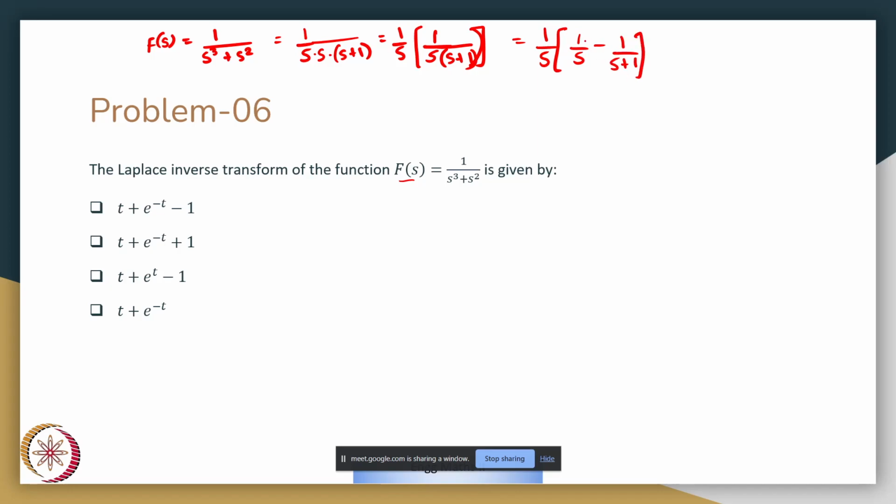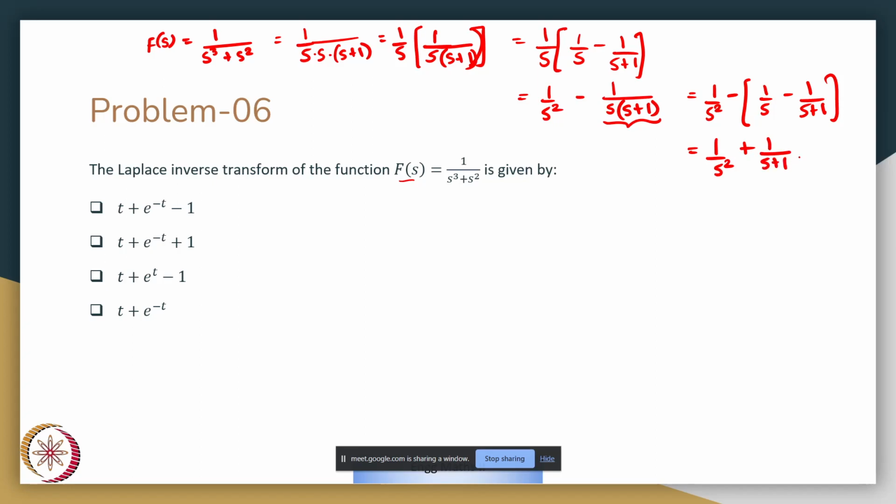You can look at this and see very quickly that this is in fact a valid decomposition. So I have 1 by s square times the quantity 1 by s minus 1 by s plus 1. So my transformation looks like 1 by s square plus 1 by s plus 1 minus 1 by s. This is how my function capital F of s looks in terms of partial fractions.